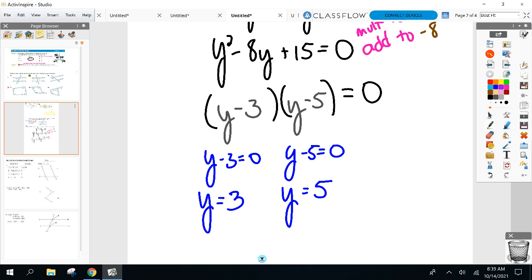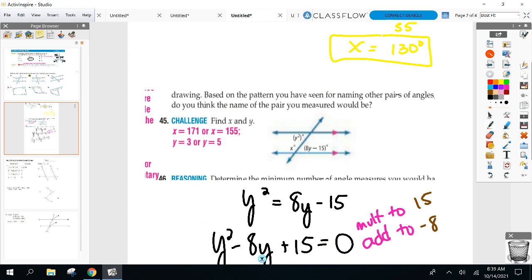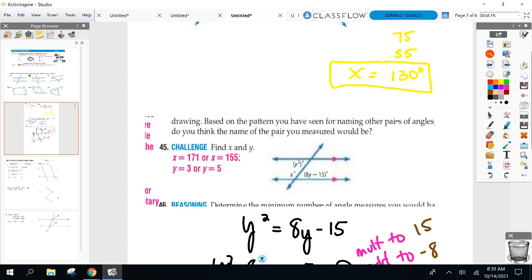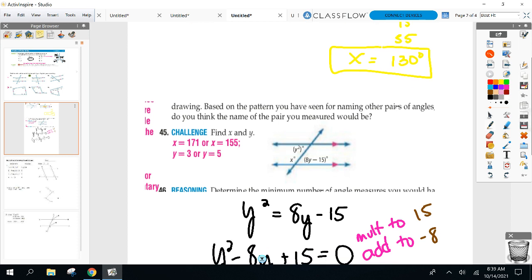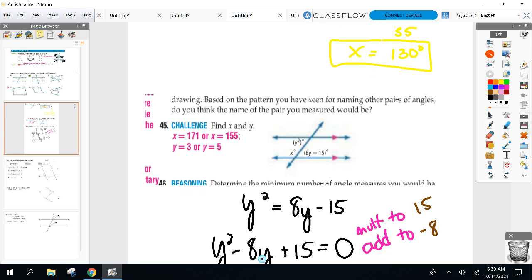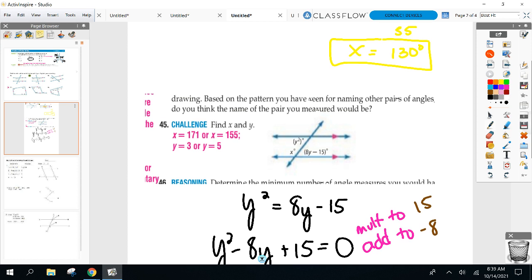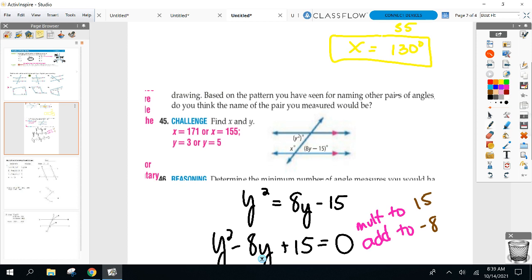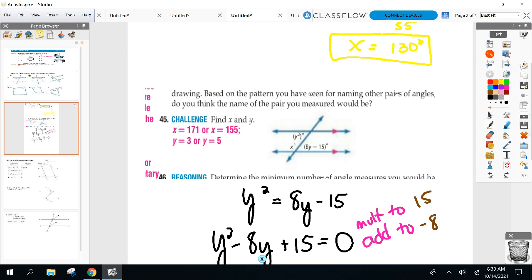So you actually have 2 y possibilities. But it also said solve for x, right? Find x and y. So that's why you had y equals 3 or y equals 5. Well, how do I get my x values now? How do I figure out what my x's are? I have y's now, could be 3 or 5, but how do I get my x's?